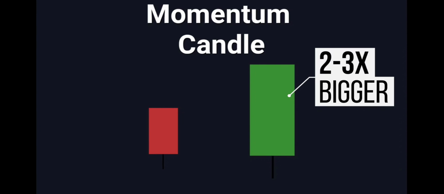Momentum candle. What is a momentum candle? It is a candle that is 2 to 3 times bigger than the previous candle. Let's get into some examples. So from here to here is what we would call a choppy market. In other words, it's consolidating. It is trading sideways. There's very little volume going on from here to here.